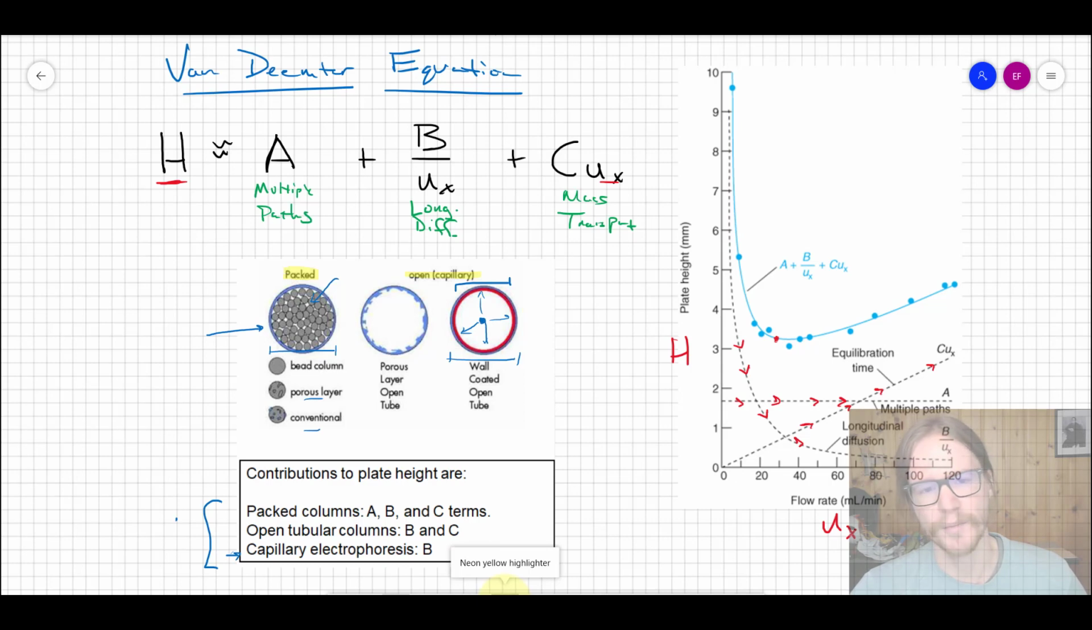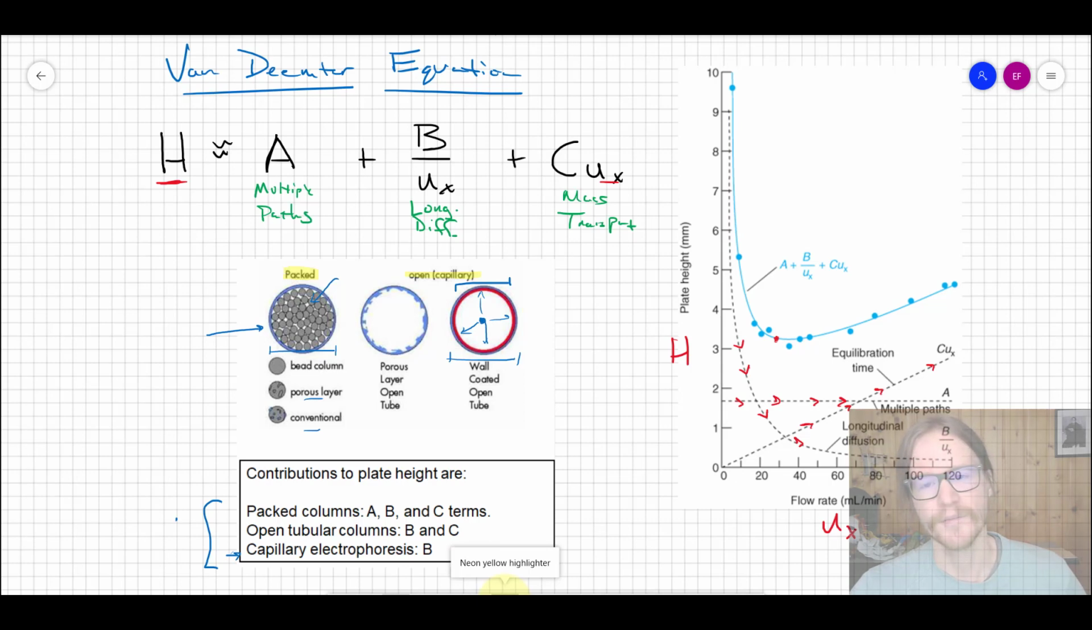Longitudinal diffusion is going to be important in terms of its length and how fast things can move through this, right? If it's a really tightly packed column, then things may move slowly through there, which is going to negatively impact the longitudinal diffusion component here.